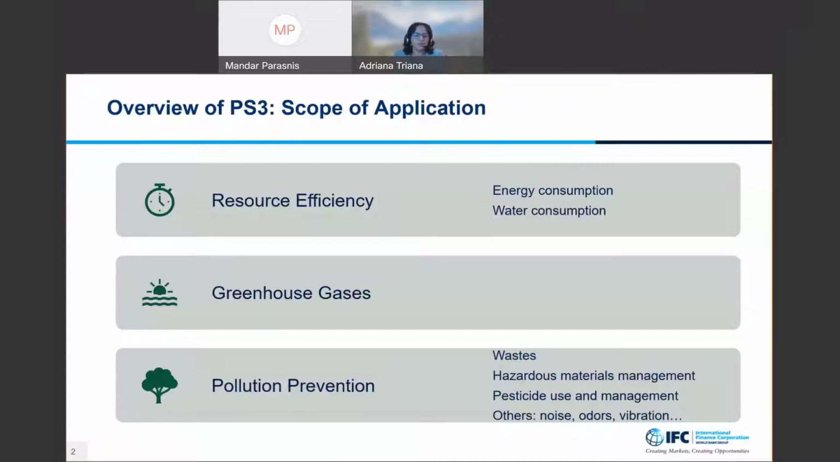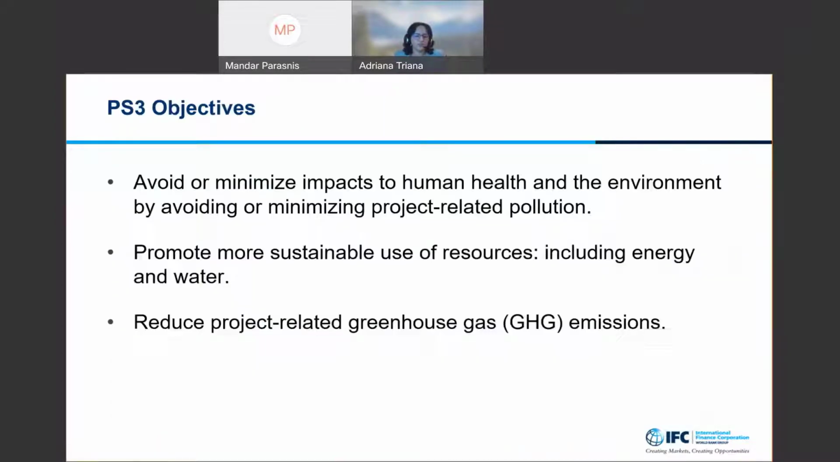So now, along with these three main topics, the objectives of Performance Standard 3, what it looks to achieve, is to protect human health and the environment. How? By avoiding and minimizing project-related pollution, promoting more efficient use of resources, sustainability here, including energy, water, but also raw materials and other fuels. And finally, Performance Standard 3 looks to reduce project-related greenhouse gas emissions. So this is really what Performance Standard 3 aims to achieve.